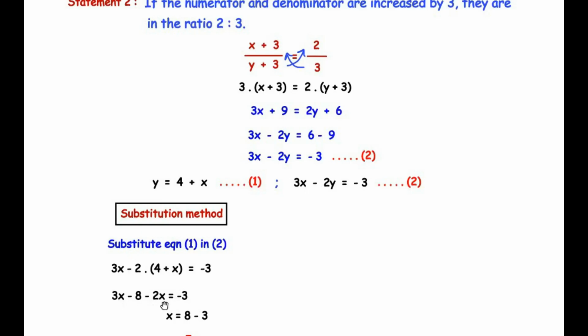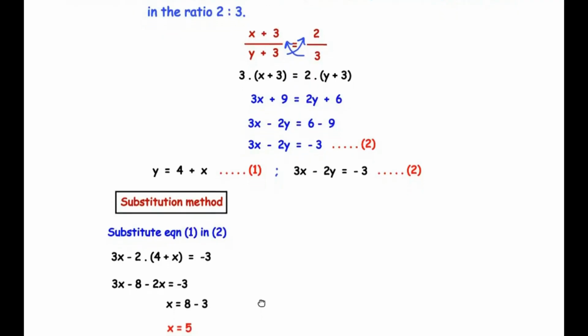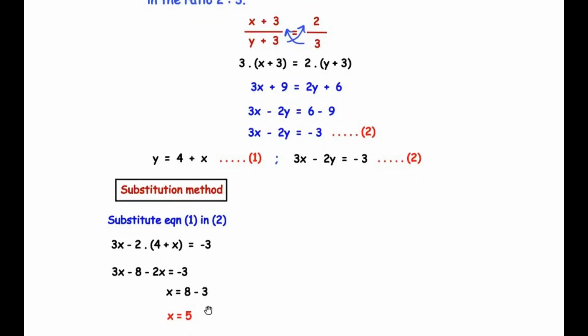Now 3x and minus 2x, they both are like terms, so they will subtract each other giving us 1x, and at the same time we are going to take negative 8 on the right hand side giving us positive 8 minus 3. So here we get the value of x as 8 minus 3, which is 5.